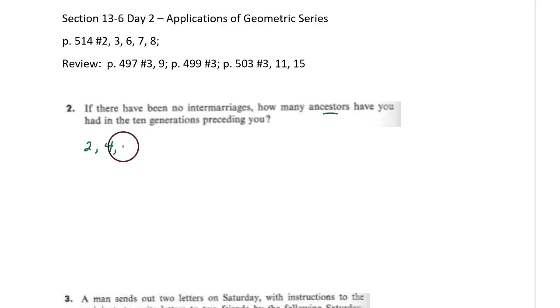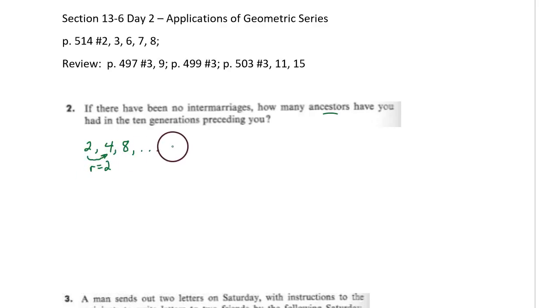Those are your 4 grandparents. Now each of those 4 grandparents would have had 2 parents. So in the generation right before your grandparents, you have 8 ancestors, and so on. So what we have here is a geometric series where the value of r is 2.